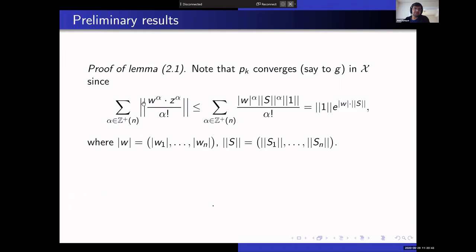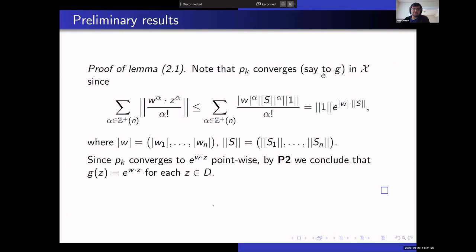So if I take the sum of the norm of each of these individual terms of the power series, I can bound this whole thing with the mod w to the alpha, which is just mod w1 to the alpha 1, mod w2 to the alpha 2, and so on, times norm s to the alpha, which comes from taking the norm of z to the alpha times the norm of 1. And that can be represented as this quantity, which is finite. So the series converges absolutely, and hence converges because X is a Banach space.